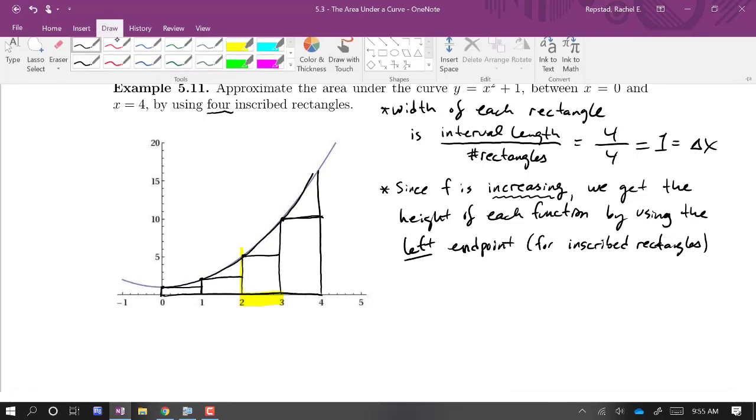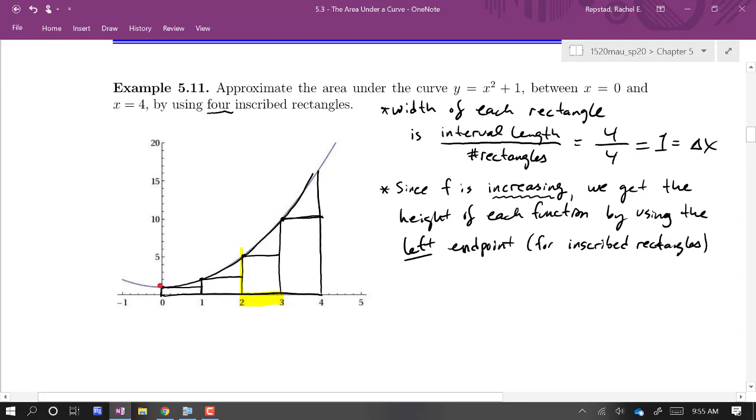So next, just going to find all of these points. So the first one is 0, 1. I'm just taking the x coordinate and then plugging it into x squared plus 1, that function. So at 1, 1 squared plus 1 is 2. At 2, 2 squared plus 1 is 5. And at 3, 3 squared plus 1 is 10. So those are all of our points. And we're going to use the y coordinates, those are our heights.